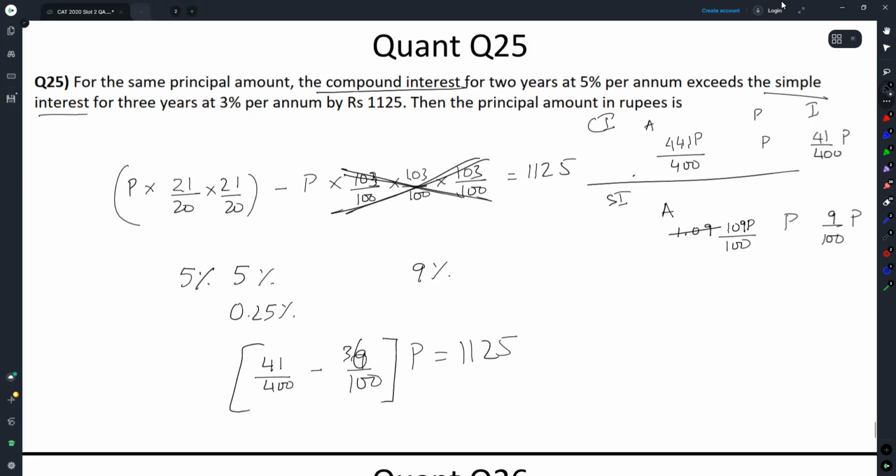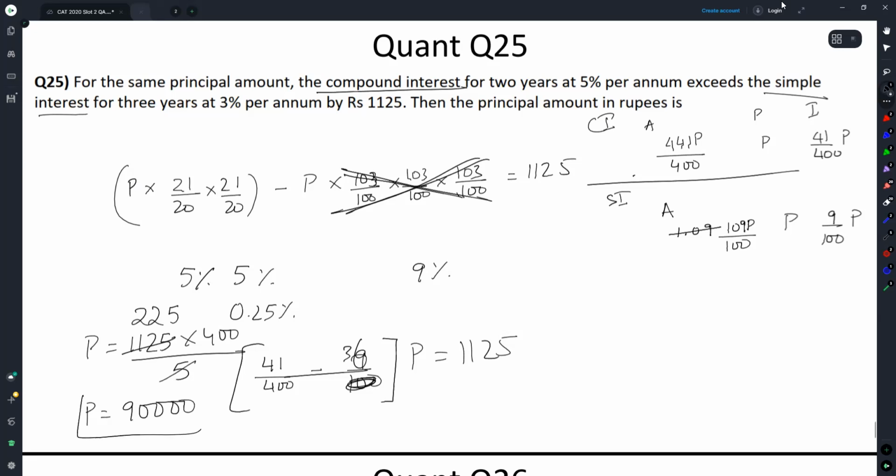This becomes 36. This goes. So we get p is equal to 1125 into 400 by 5. Cancel. Becomes 2, 1, 2, 2, 5. So p is equal to 900 followed by 2 zeros. So 90,000. Yes, this is so much nicer.